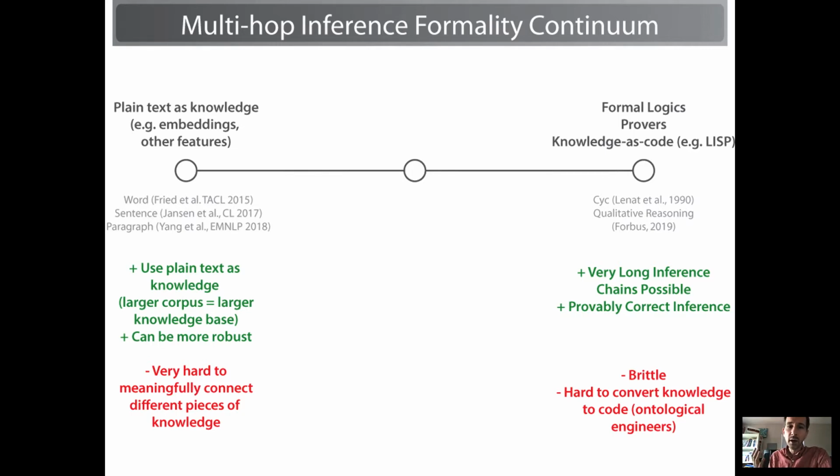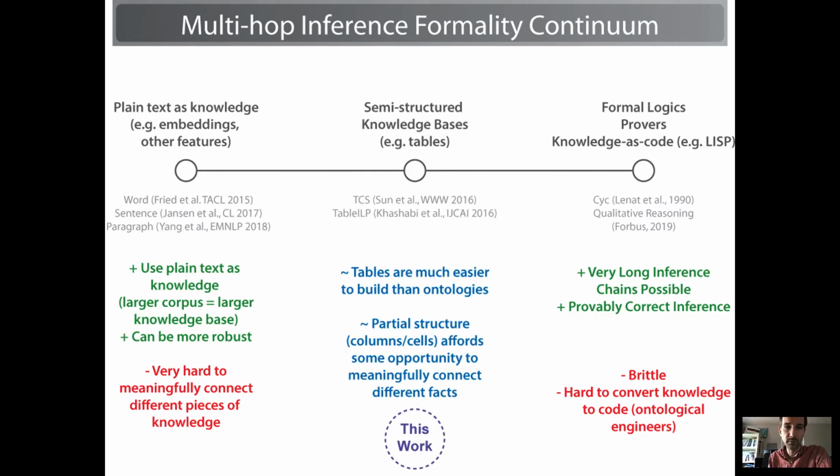Number one, you can use plain text as knowledge in your knowledge base, and it's comparatively easy to add more plain text into your knowledge base without requiring an ontological engineer to add it. And similarly, these techniques tend to be a little bit more robust in practice. They don't break as easily as formal approaches. But there are, of course, some really strong negatives. For example, it's currently very hard to meaningfully chain multiple plain text facts together to answer questions and perform inference.